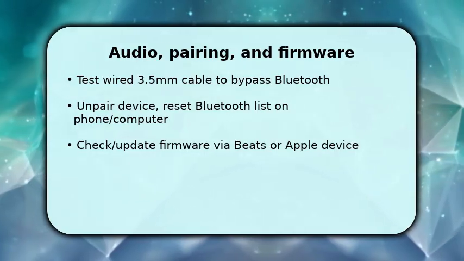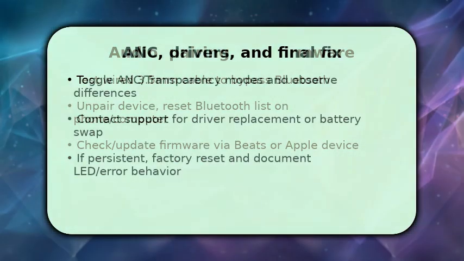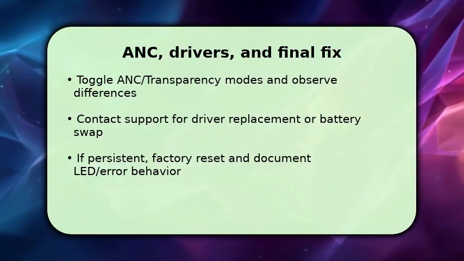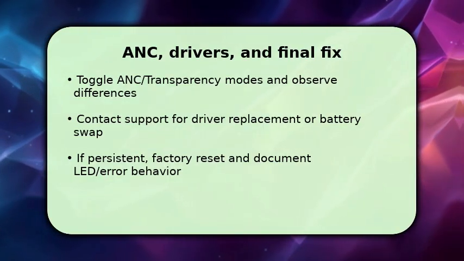To finish, verify active noise canceling and transparency modes to isolate circuitry faults. Toggle each mode and listen for distortion or hum, because that indicates ANC amp or gasket issues.